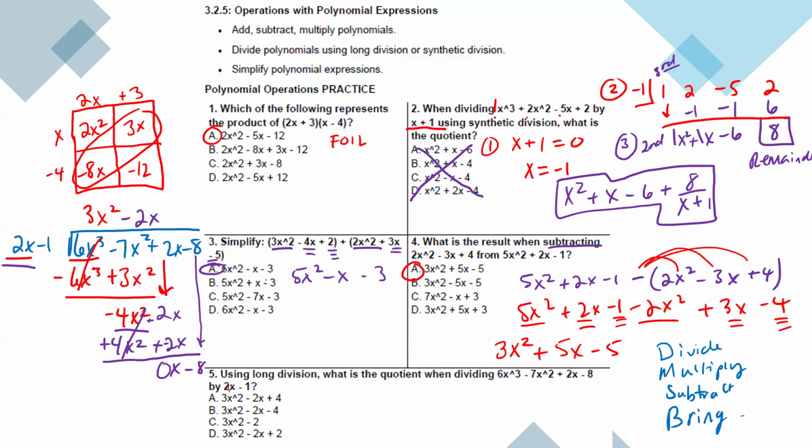Okay. So this one didn't play out as pretty as I would like it to, guys, to be honest with you. But we end up with another remainder. I really want this to just be 0, but it's not. We have a remainder with the minus 8. So we end up with minus 8 over 2x minus 1 as part of our quotient. So our answer is 3x squared minus 2x minus 8 over 2x minus 1.